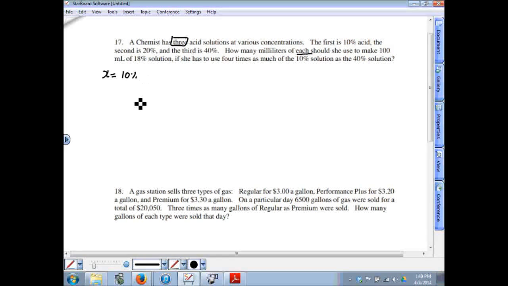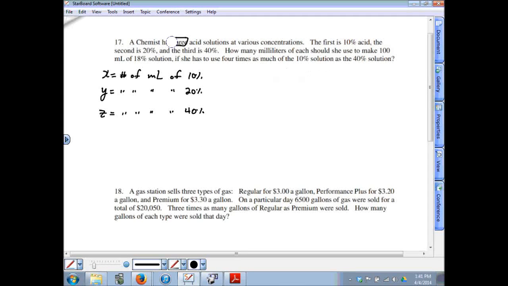We can't just say x equals the 10% solution. That's not specific. In this case, they're asking for how many milliliters of each, so we have to define our variables that way. X equals the number of milliliters of the 10% acid solution. Y is the number of milliliters of the 20% acid solution, and Z is equal to the number of milliliters of the 40% solution.